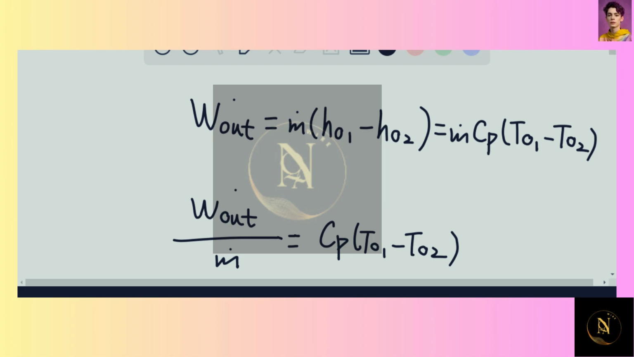Okay, so we know the power output can be equal to m dot times H01 minus H02, which is m dot times Cp times T01 minus T02. M dot here is the mass flow rate for the combustion. H01 is the initial enthalpy for the combustion. H02 is the final enthalpy for the combustion.